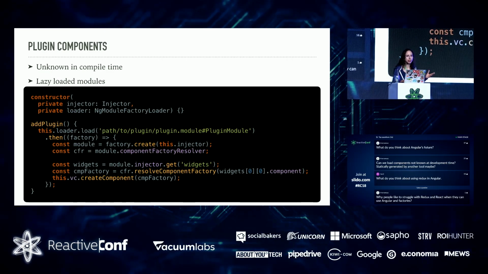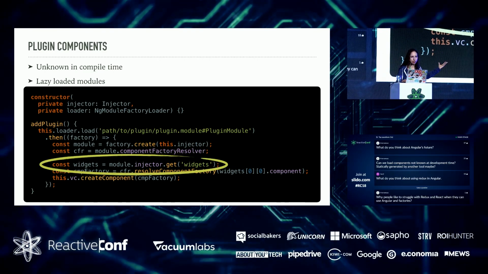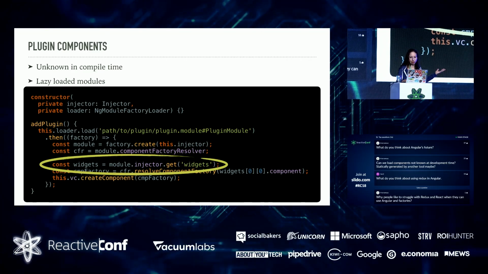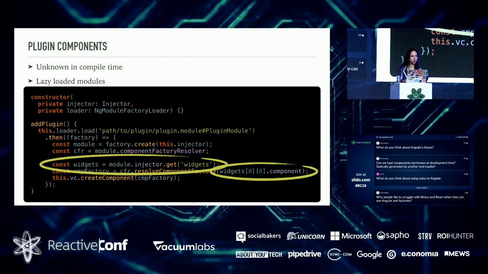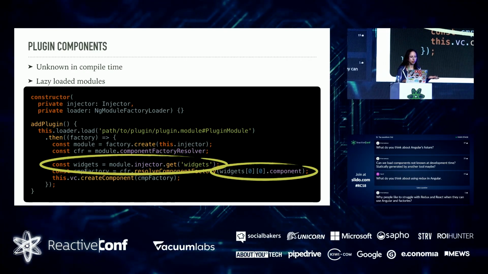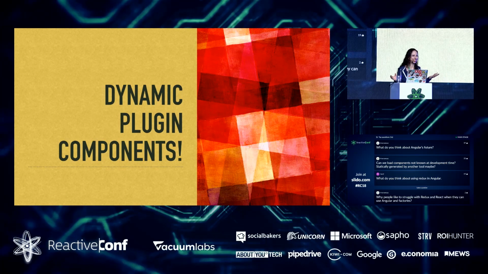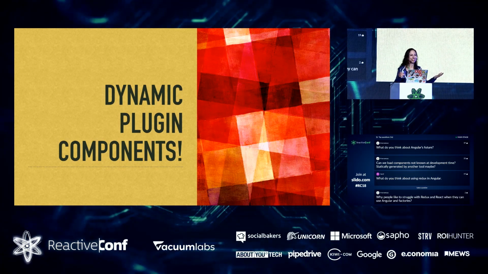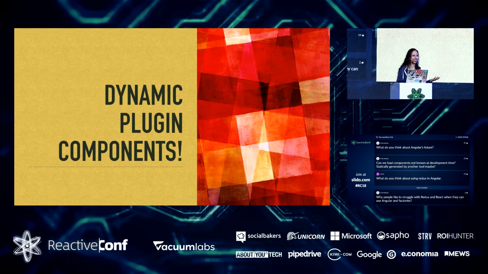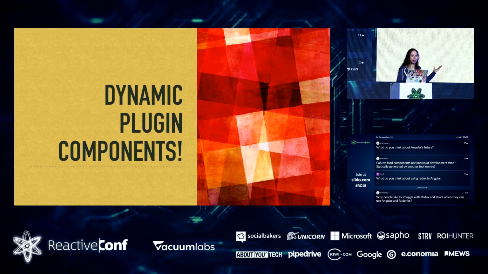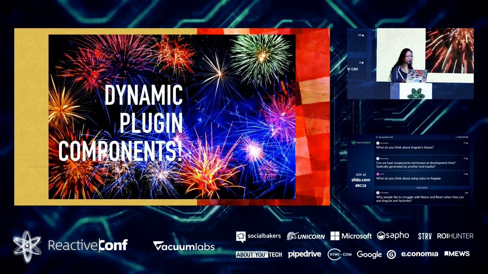And then, instead of fetching the component itself, we get the widget provider using the injector, and just access it and get the component that we have there without knowing its class. So what do you say? Do we have dynamic plugin components now? Did we succeed in our mission of lazy loading the components and dynamically adding them to the DOM? I think we succeeded, right? All right.